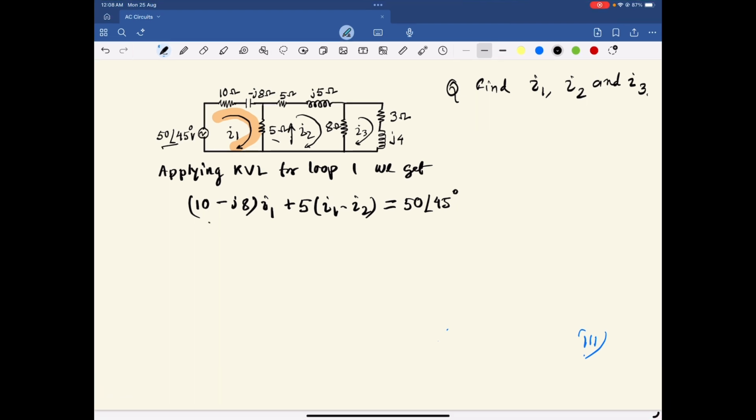So I can write, here is 5I1, 10I1. So 15 minus J8 into I1, and minus 5 I2, plus 0 into I3, is equal to 50 angle 45. So this is your equation 1.